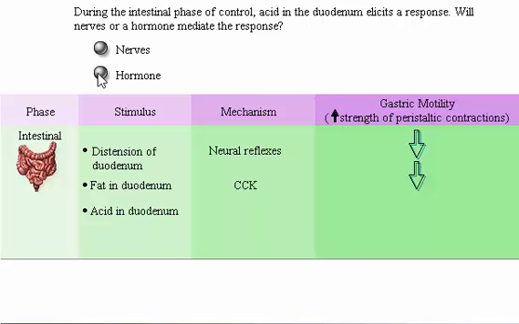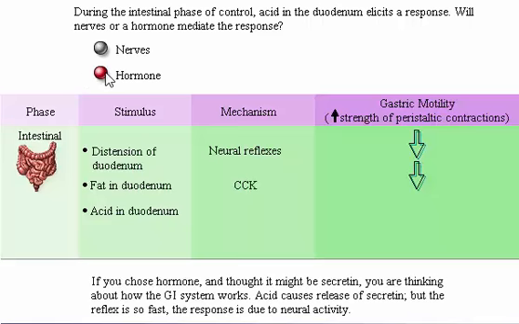During the intestinal phase of control, acid in the duodenum elicits a response. Will nerves or a hormone mediate the response? If you chose hormone and thought it might be secretin, you were thinking about how the GI system works. Acid causes release of secretin. However, the reflex is so fast that the response is due to neural activity.